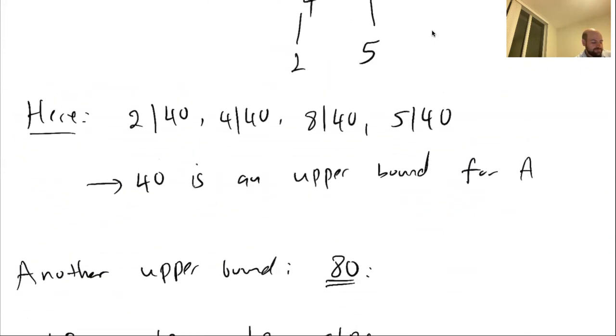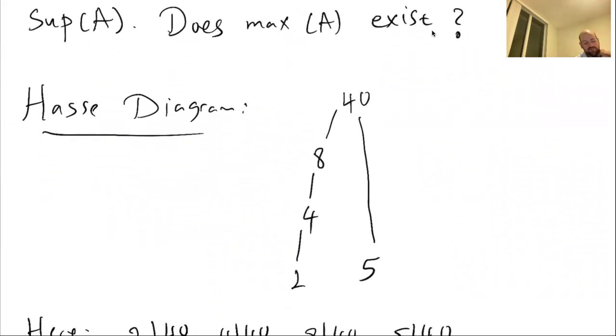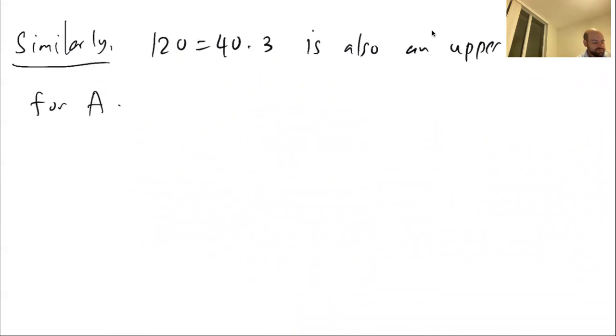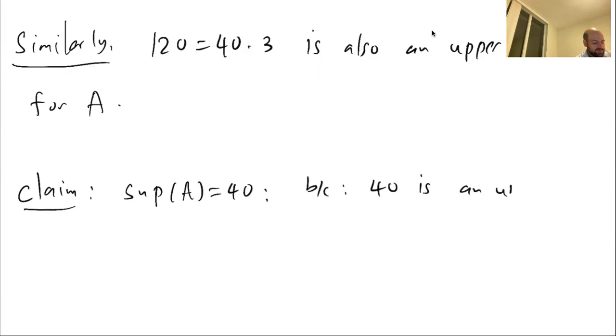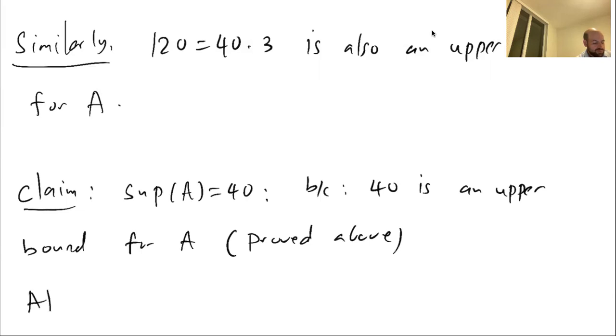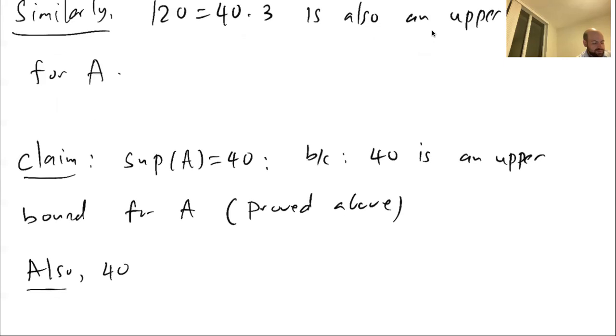And supremum. So supremum, my claim is 40 is the supremum, the least upper bound. So we already showed that 40 is an upper bound, but why is it the least upper bound? To claim the supremum of A is equal to 40, first of all, 40 is an upper bound for A, which was proved above. Also 40 is curly less than or equal to B for any upper bound B of A. Remember here, the relation is not the actual or standard less than or equal, it's dividing, but still we can denote it with curly less than or equal.